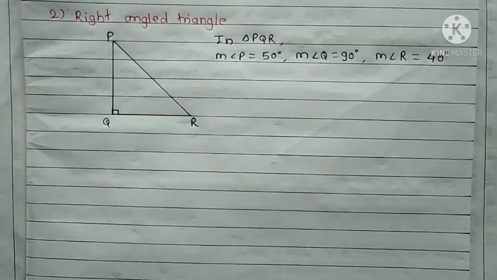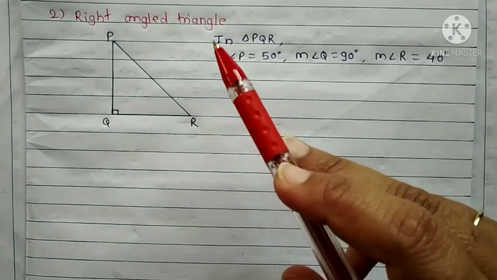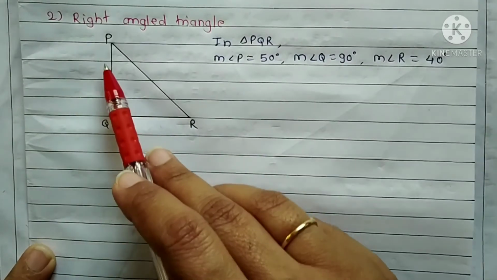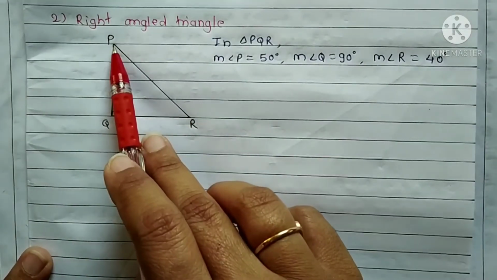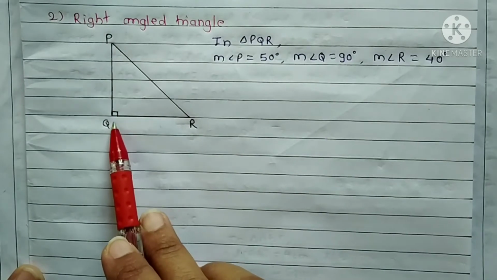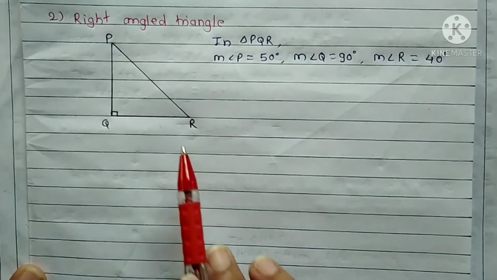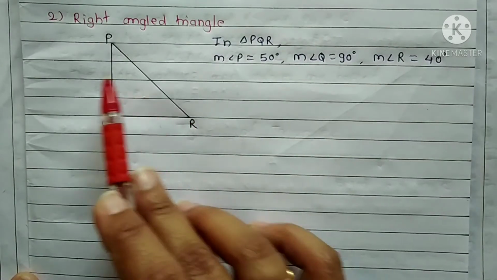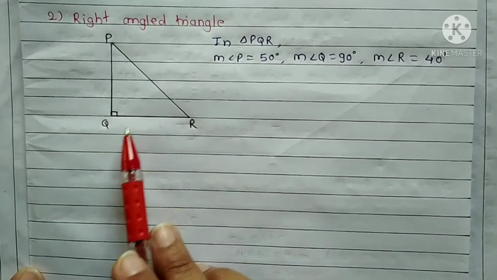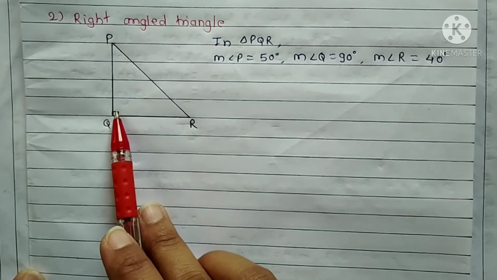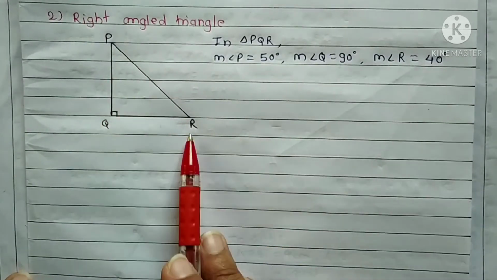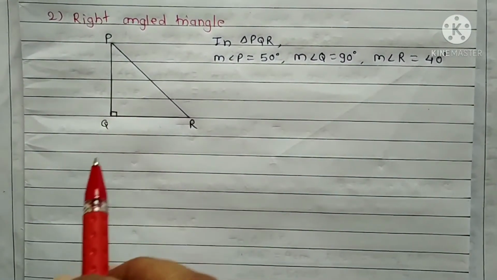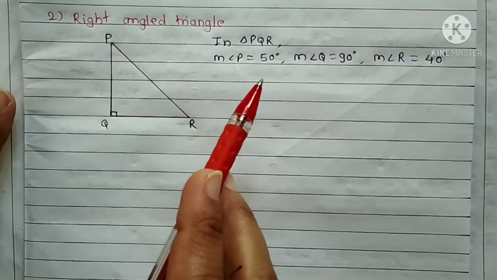Now next type. Second type is right angle triangle. See this diagram. In triangle PQR, measure of angle P equal to 50 degree, measure of angle Q equal to 90 degree, and measure of angle R equal to 40 degree. In this triangle one angle is a right angle, and these two angles are acute angles. This type of triangle is called right angle triangle.